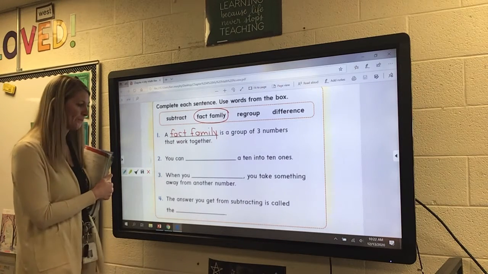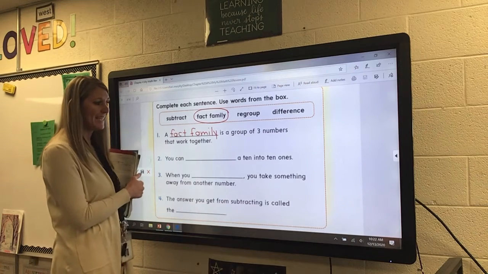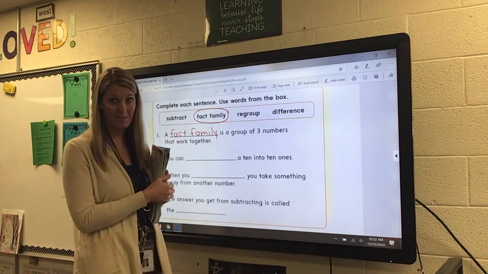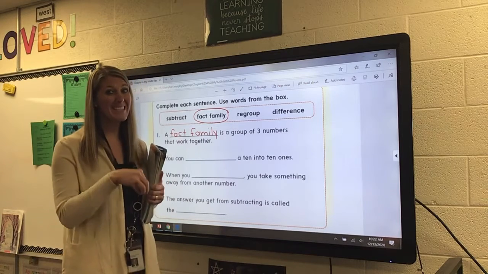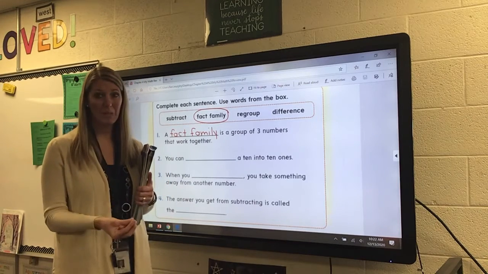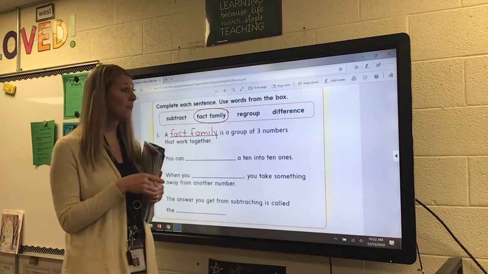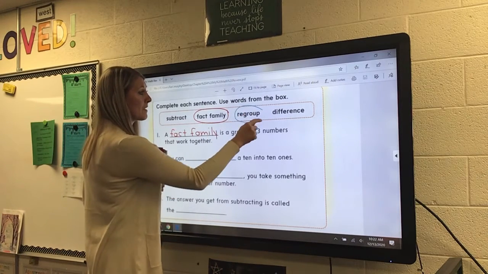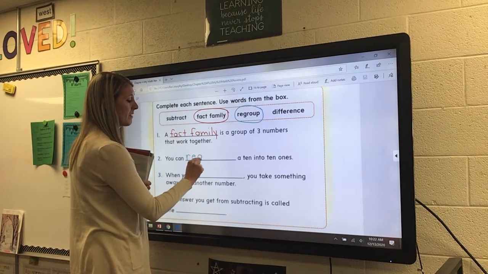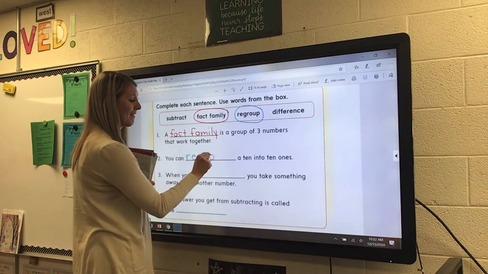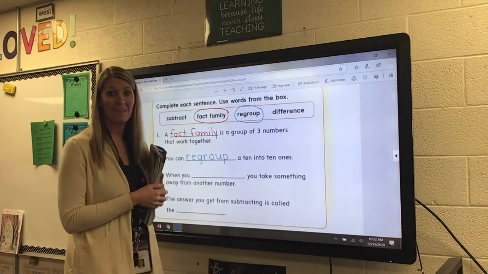Number 2 says, you can blank a 10 into 10 ones. So if I have a 10 and I want to break that into 10 ones, what am I doing? One word is I'm borrowing, or another word is I'm regrouping. So regroup. So I'm just trading. I'm grouping them differently, or grouping them again in a new way.